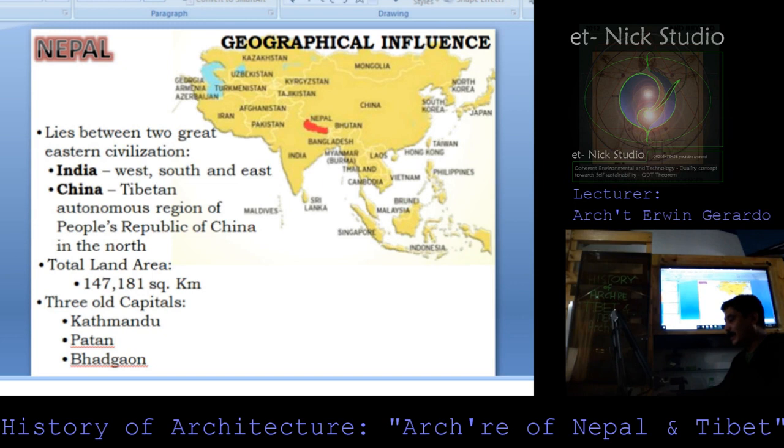Its total land area is 147,181 square kilometers. Three old capitals: Kathmandu, Patan, and Bhaktapur.